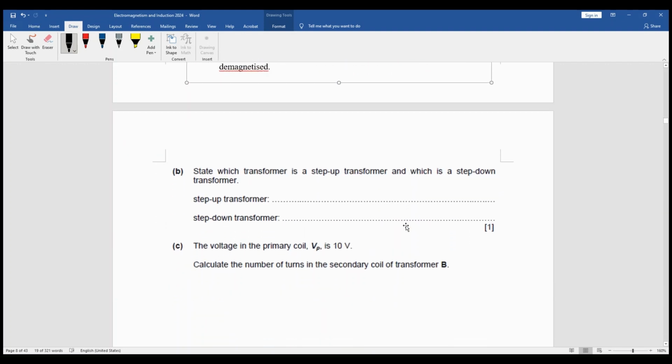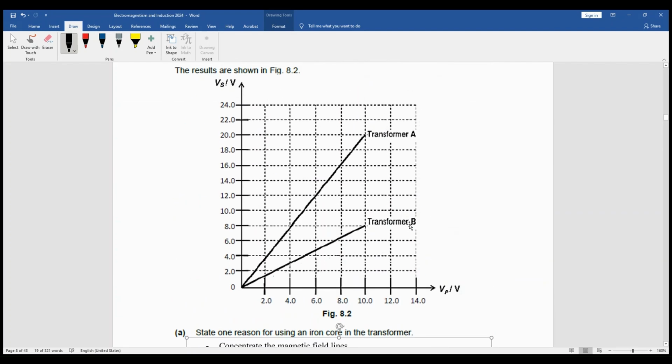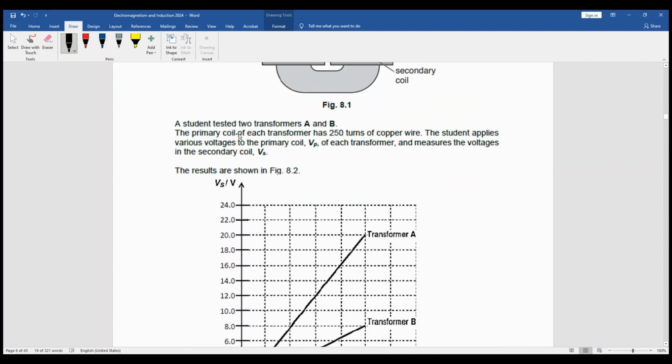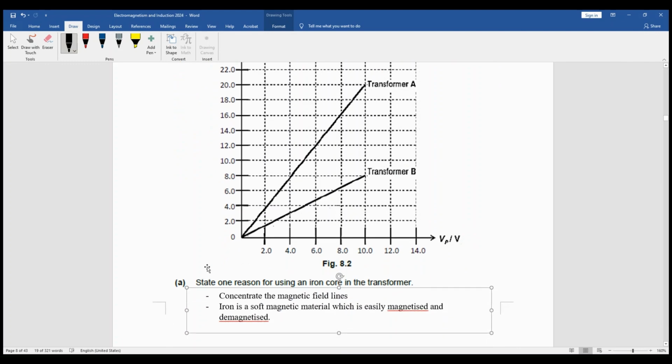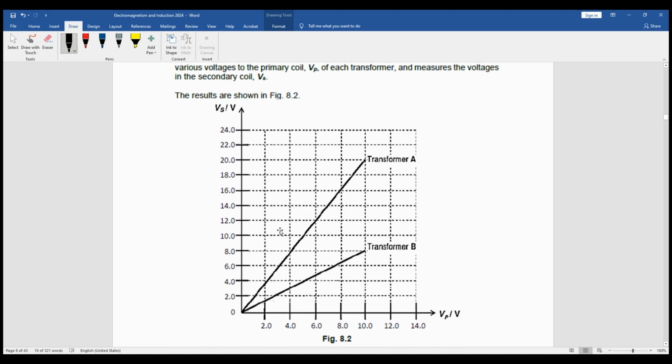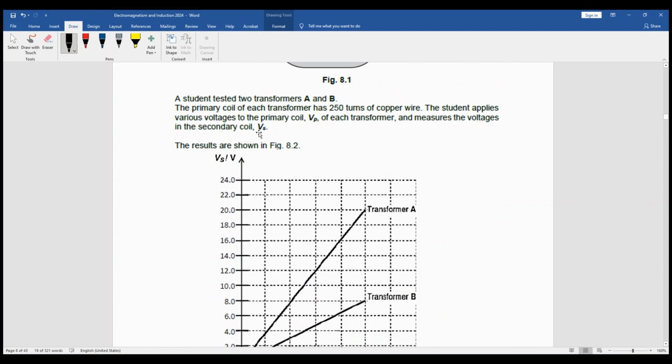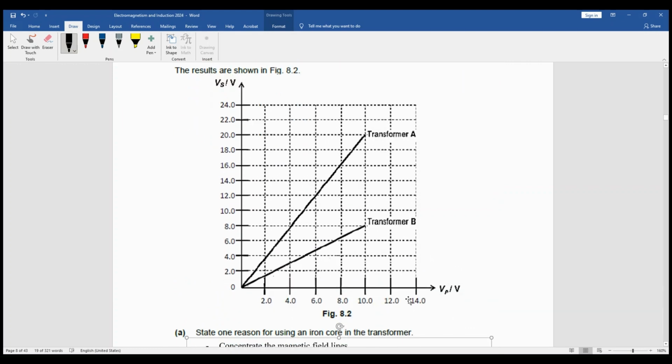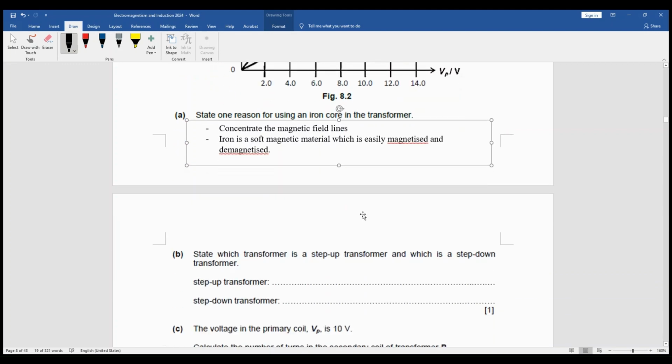State which transformer is a step up and which is a step down. Is there 2 transformers? Oh, there's A and B. The primary coil of each transformer has 250 turns. The student applies various voltages to the primary coil and measures the voltage. Let's look at A first. VS is the secondary, and this one is the VP. When it's 2 it is 4. When it's 4 it is 8. So it's increasing, so the first one is up.